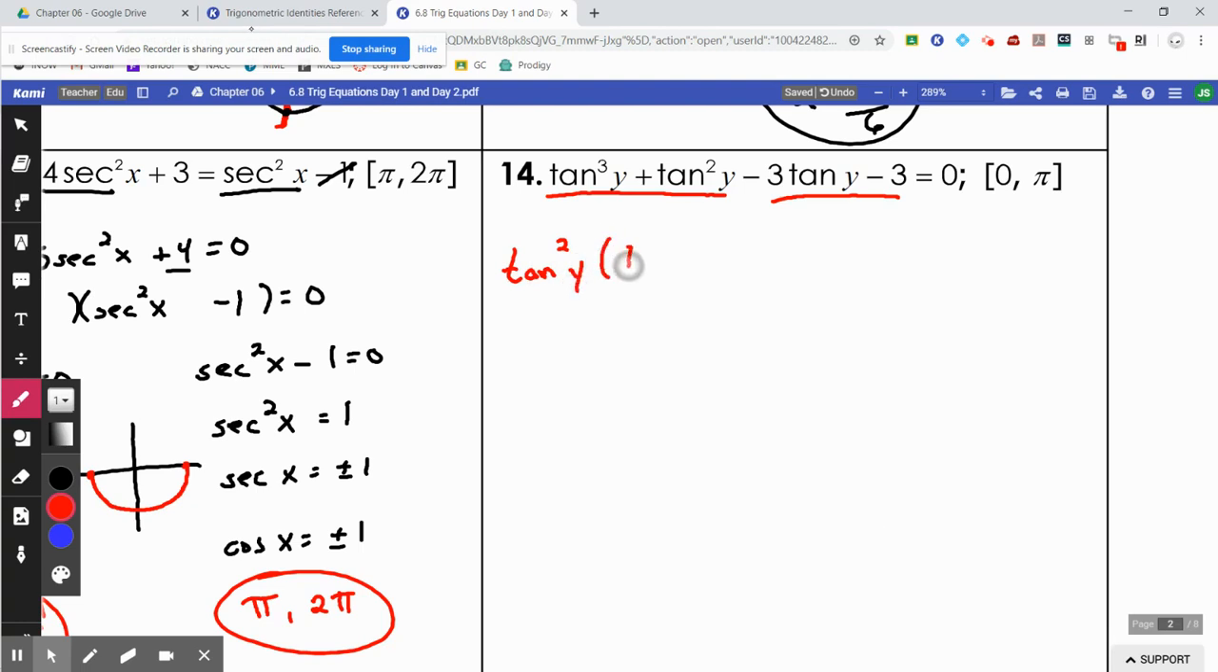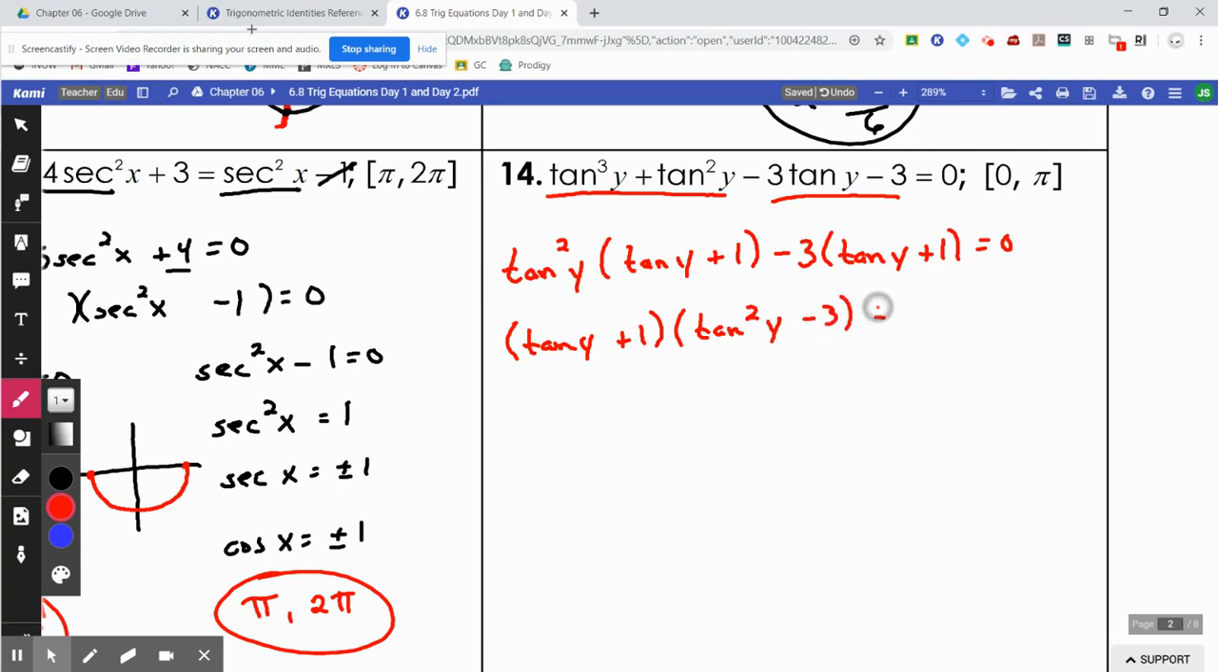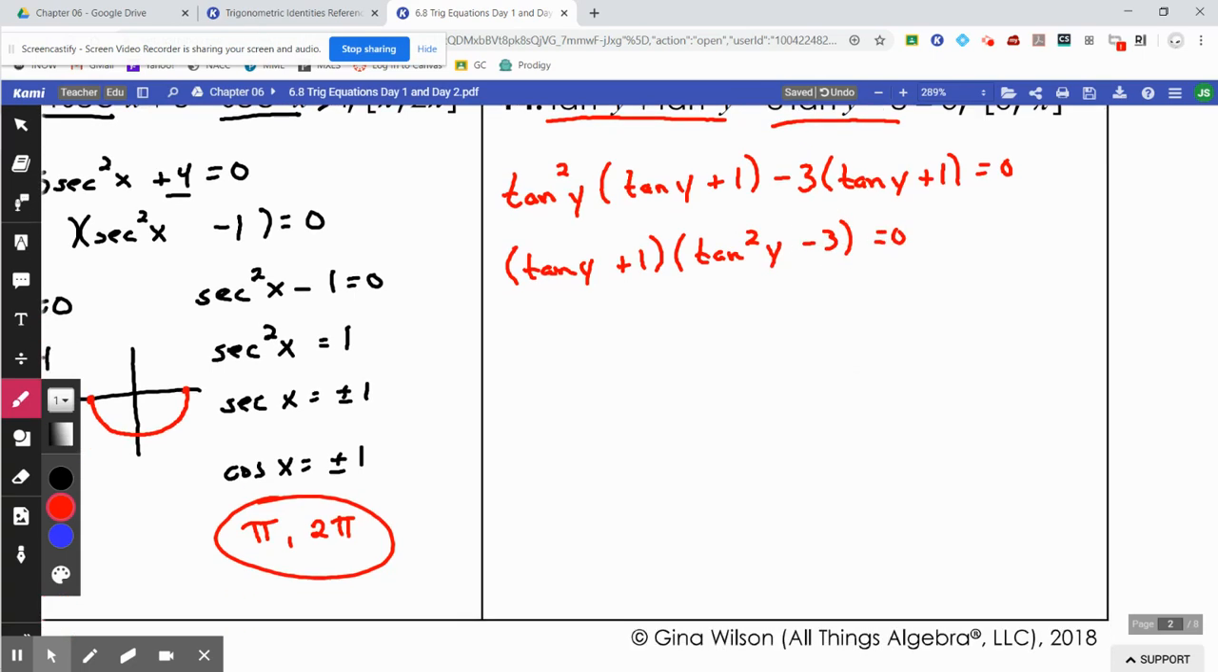Out of my first group, you're going to be left with a tan y plus 1. Factor out a negative 3 out of my second group, and you're going to be left with a tan y plus 1. Since both groups are the same, let's factor the tan y plus 1 out of both groups. You're going to be left with a tan squared y and a minus 3. There you go. Since you are down to quadratic, set each of those factors equal to 0.